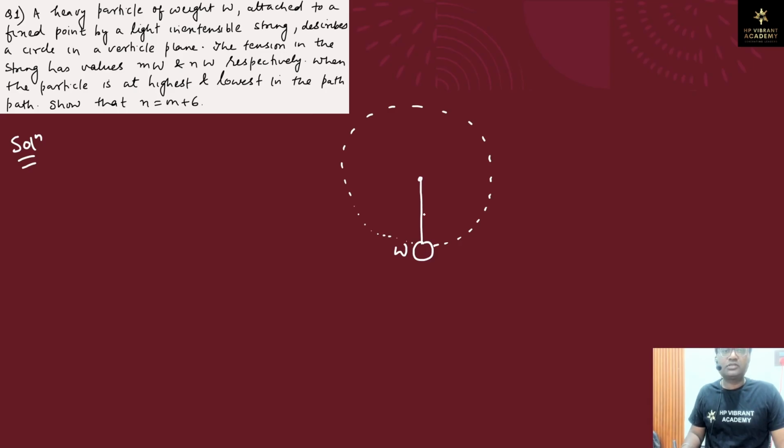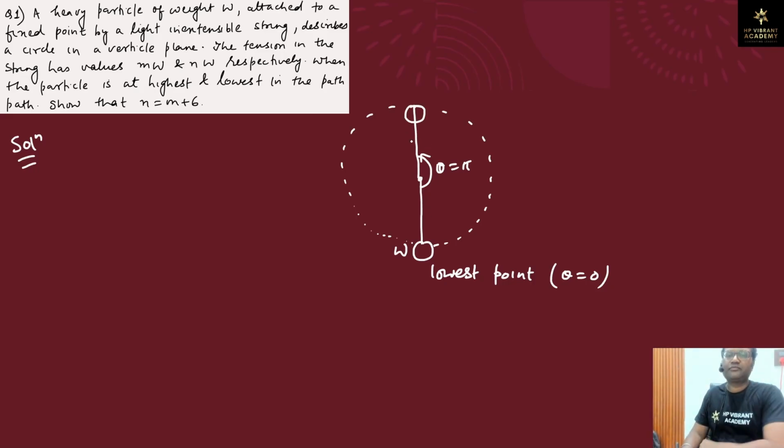What is given in the question is that the tension in the string has values MW and NW when the particle is at the highest and the lowest point. This is the lowest point. Here theta is equal to 0. And this is the highest point. Theta is equal to pi. So the highest point is this and the lowest point is this. Tension will act away from the body.